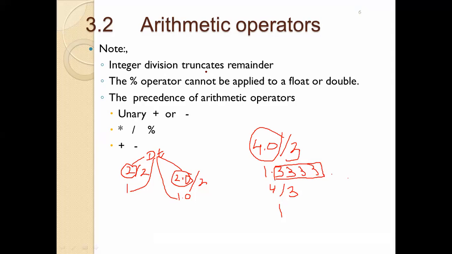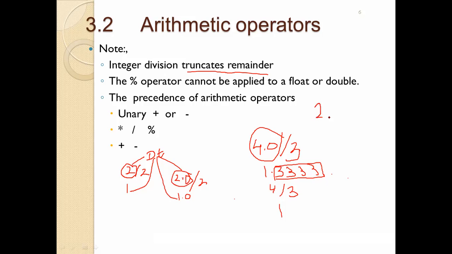Truncate means cut hona. Integer division truncates the remainder. Integer division 4 divided by 3, तो जो रिमाइंडर आता है उसको पूरा नहीं देता है, डेसिमल में आंसर नहीं करेगा, सिर्फ आपको इंटीजर में आंसर लगेगा, सिर्फ 1 आ जाएगा और जो 1 रिमाइंडर है वो omit हो जाएगा, वो चला जाएगा.